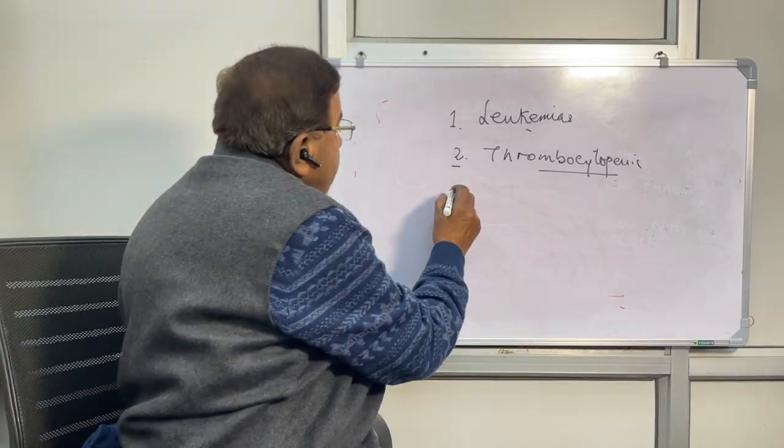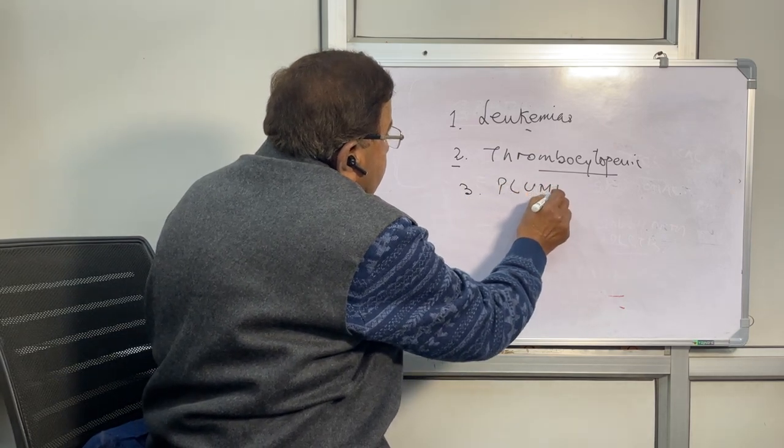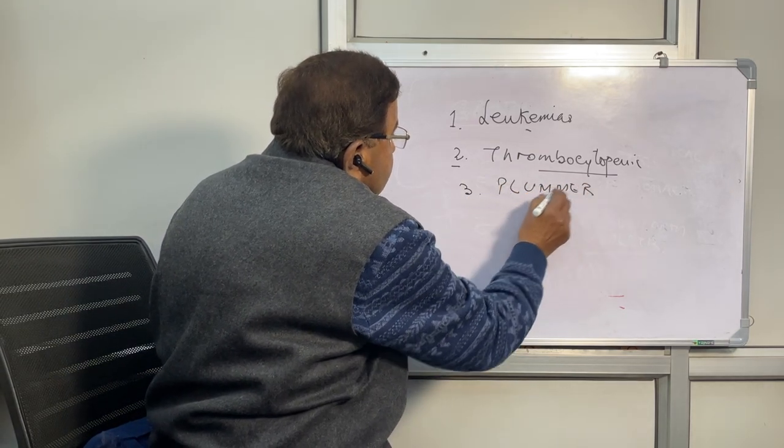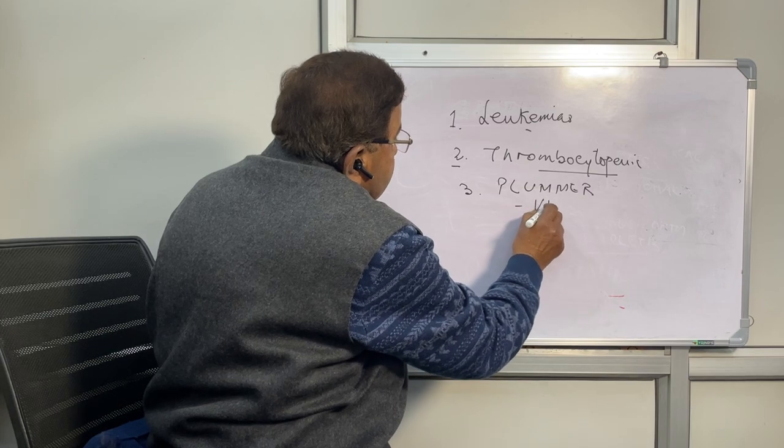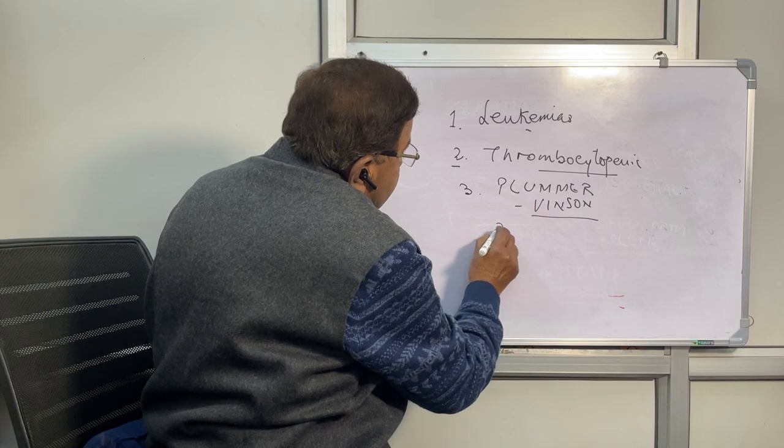Third cause is Plummer-Vincent syndrome. This is iron deficiency leading to dysphagia. This is called Plummer-Vincent syndrome. Also known as Peterson-Kelly syndrome.